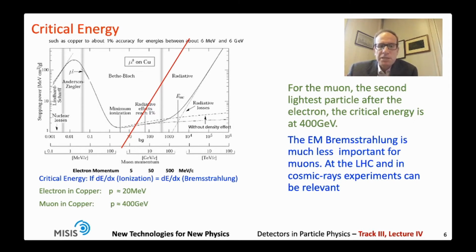In particular, you see that for the electron traversing copper material, this energy is about 20 MeV. For the muon, this is about 400 GeV. So it's very much different, which means that this Bremsstrahlung process is much less important for muons than for electrons.